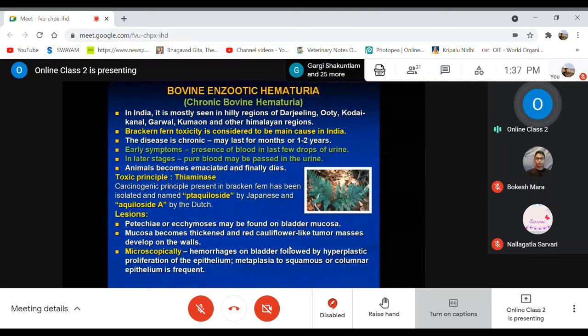And microscopically, if you make a section and see under the microscope all these affected kidneys and all, then you may find petechial or ecchymotic hemorrhagic lesions, and there may be hyperplastic proliferation of the epithelium, and there may be metaplastic changes to squamous or columnar epithelium of these urinary bladder epithelial cells.